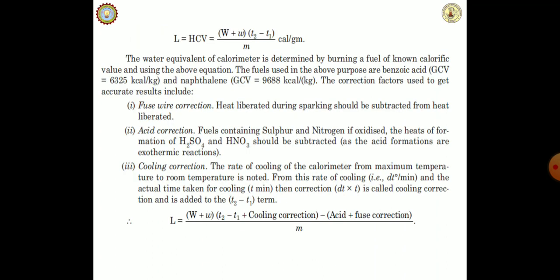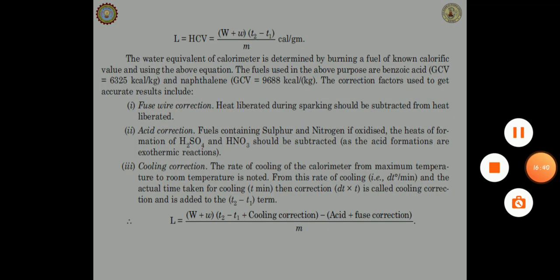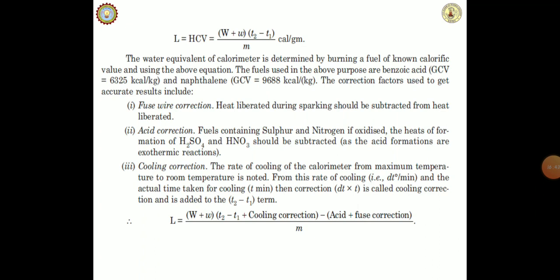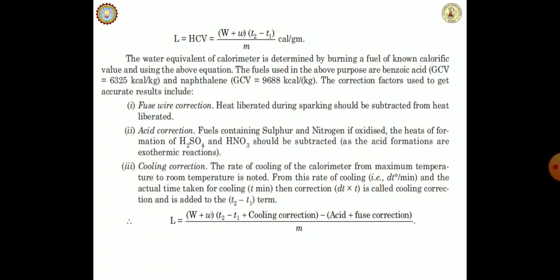The first correction is the fuse wire correction. The heat liberated during sparking should be subtracted from the heat liberated. The fuse wire used to ignite the fuel sample also produces some amount of heat. That is why the heat liberated by the fuse wire should be subtracted from the higher calorific value.